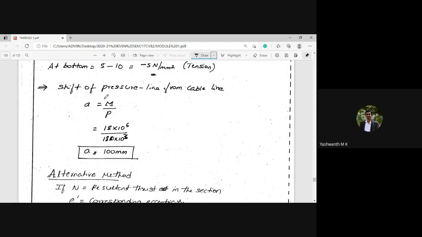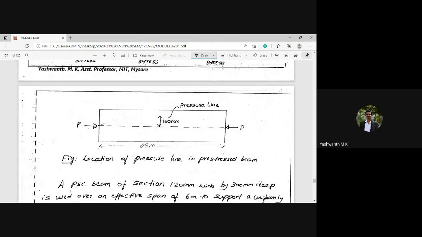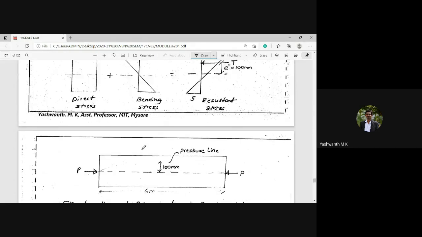So we know the shift of pressure line from the cable, which is a. What is a? That a is nothing but the shift of the pressure line from the centroidal axis of the cable line, equal to M divided by P. Substitute M in N·mm, which has already been calculated, and the pre-stressing force in Newton, which will get you 100 mm. Is it clear? So now you have calculated this distance. Please note down.